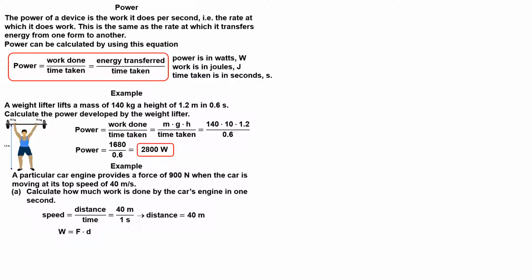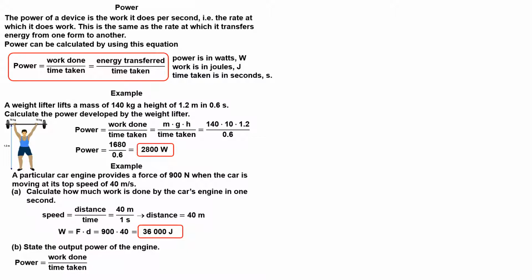Work is force times distance. Work is 36,000 joules. State the output power of the engine. Power is work done over time taken. Substitute the values. We get the power.